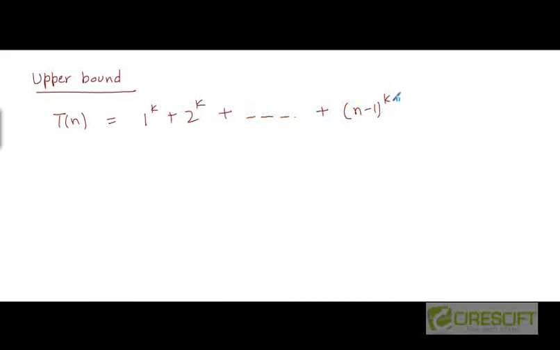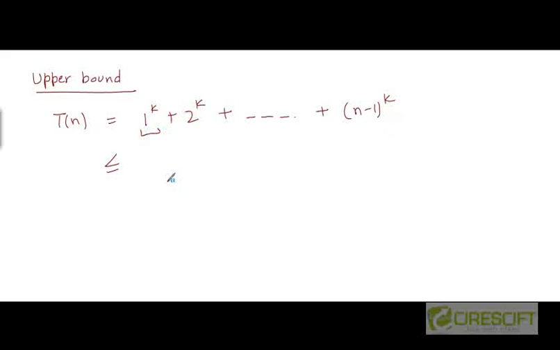We want to derive an upper bound on T of n. So let's write T of n as 1 to the power k plus 2 to the power k plus, so on, till n minus 1 to the power k. Now if we want to derive an upper bound on T of n, we've already seen that if every single term here had been growing at the rate of n to the power k, then we would have expected the summation to grow at the rate of n to the power k plus 1.